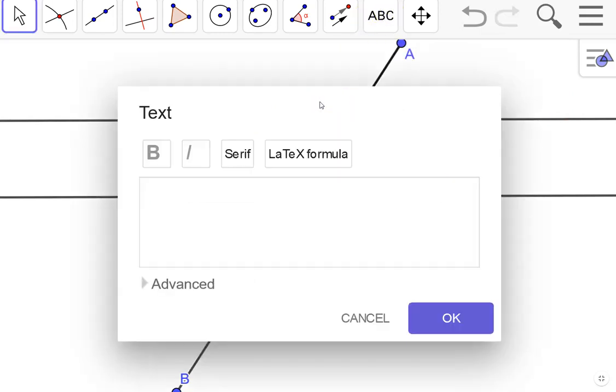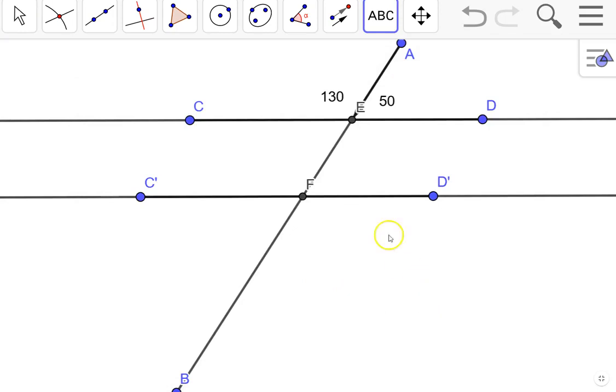So let's mark that 130 degrees. Well, if that angle is 130 degrees, then we know that this angle down here has to be 130 degrees because we proved these lines are parallel. And these two angles are corresponding. This angle corresponds with that angle.